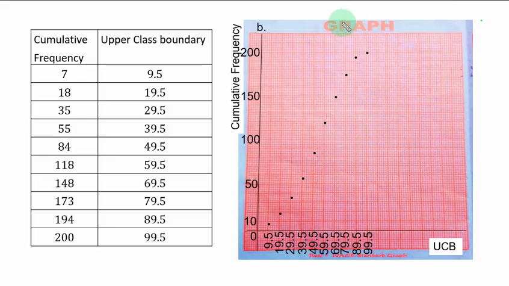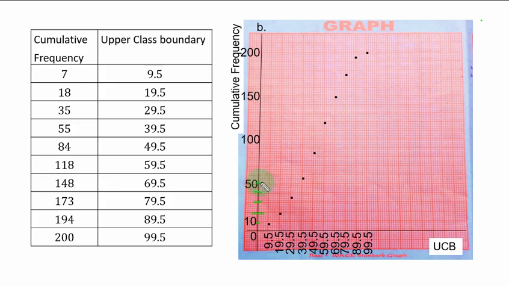We are now in B part, construction of the cumulative frequency curve. The vertical axis is cumulative frequency, and the horizontal axis is the upper class boundary. On the vertical axis, the scale we use is 1 centimeter to 10 units. So if here is 10, the next one is 20. You have 30 followed by 40 and 50.